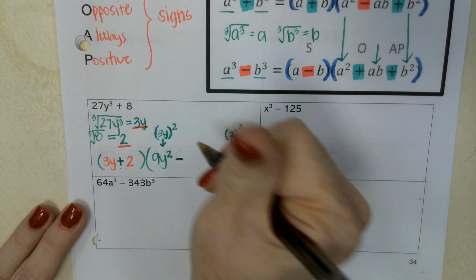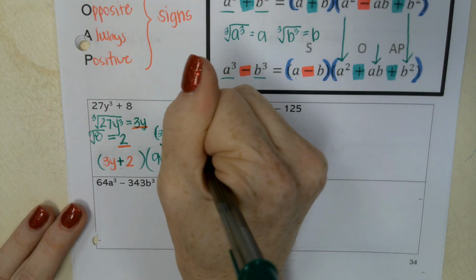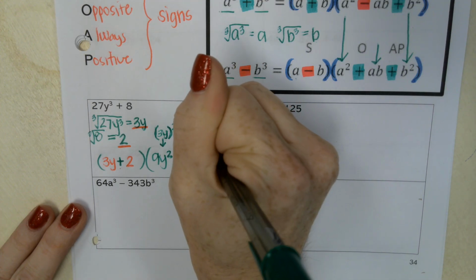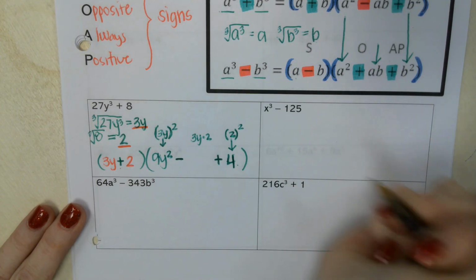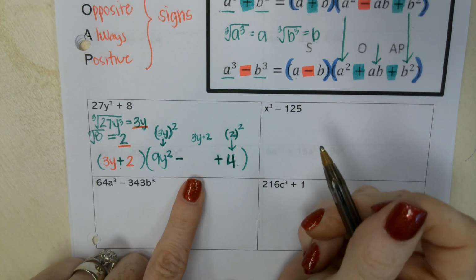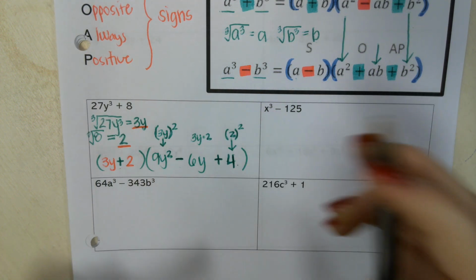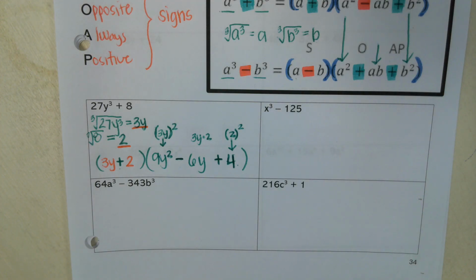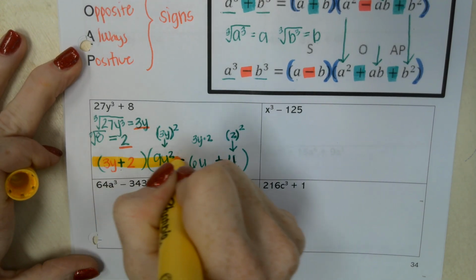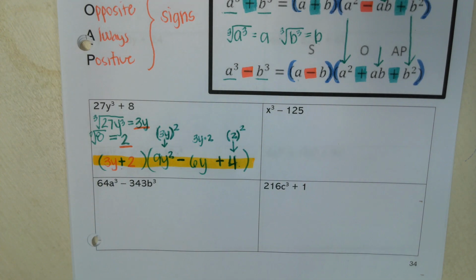And then in the middle, I'm just going to take the 3y and the 2. I'm going to multiply them together to get my term right here, which is going to be 6y. And that is factored completely.